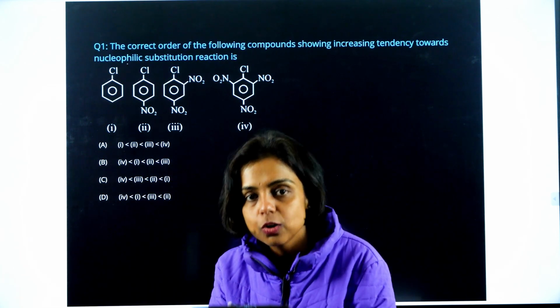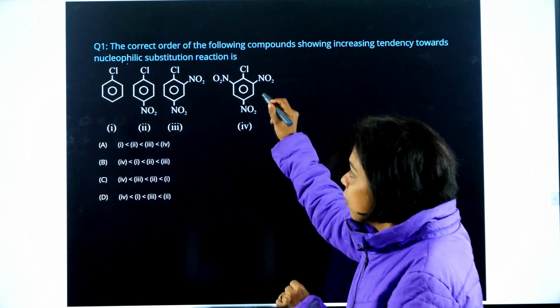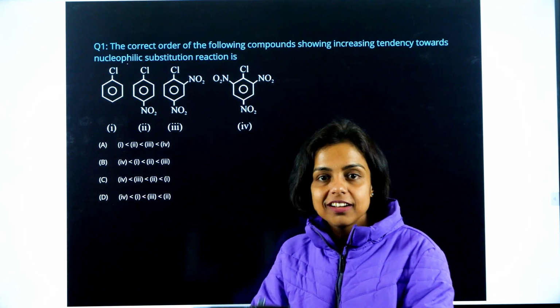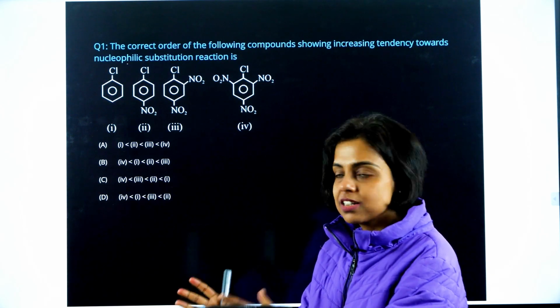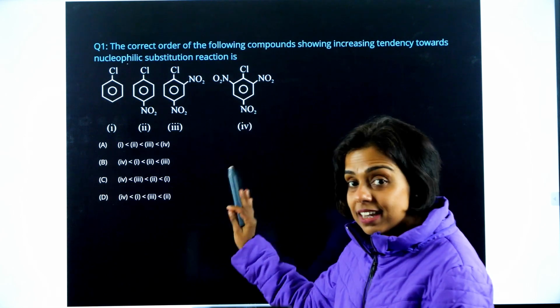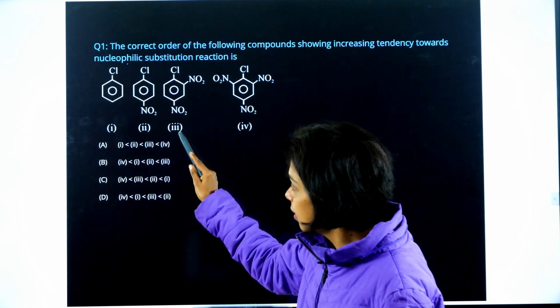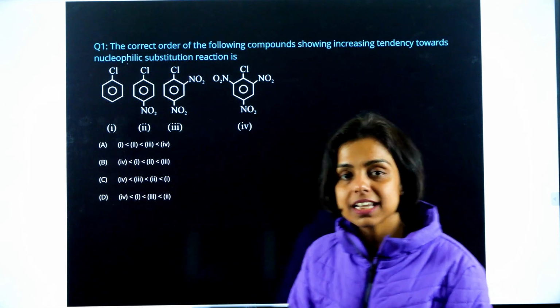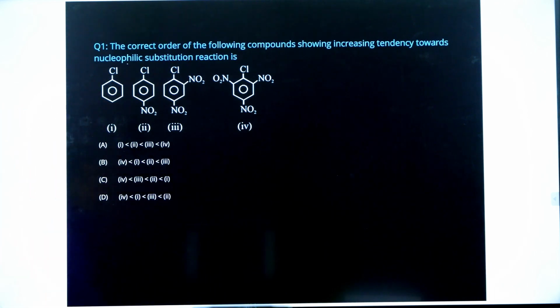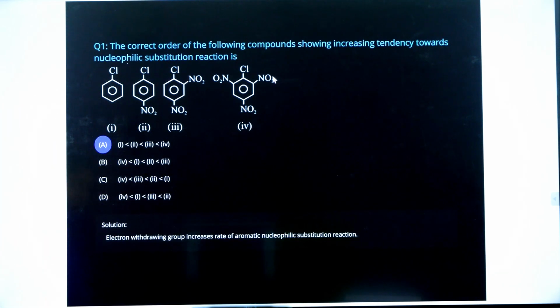So I am sure you got this right. The ring with more NO2 groups, the nucleophile will get attracted towards it. So 4 has the highest reactivity towards a nucleophilic attack, then 3rd, then 2, and then 1. So the answer has to be A for apple, and I'm sure you must have marked it as A for apple.